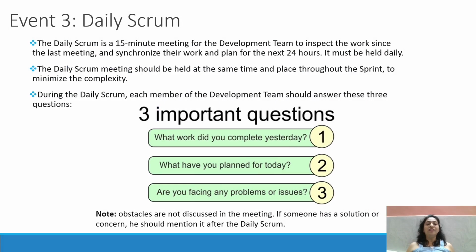Then the daily scrum meeting. The daily scrum is a 15 minute meeting for the development team to inspect the work since the last meeting, meaning what happened the previous day, and to synchronize their work and plan for the next 24 hours. It must be held daily. The daily scrum meeting should be held at the same time and place throughout the sprint to minimize complexity. During the daily scrum, each member of the development team should answer three important questions.